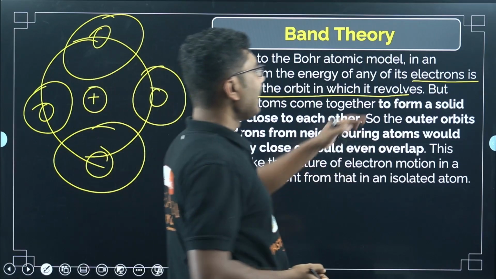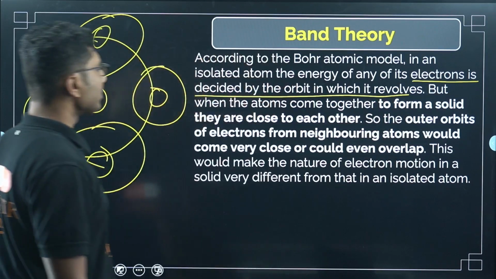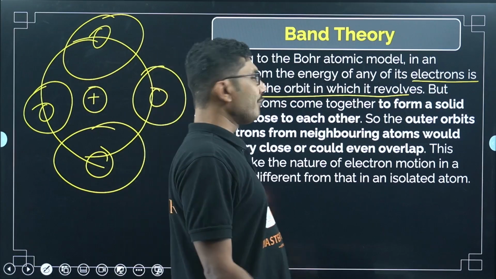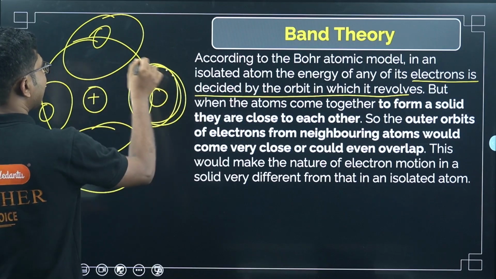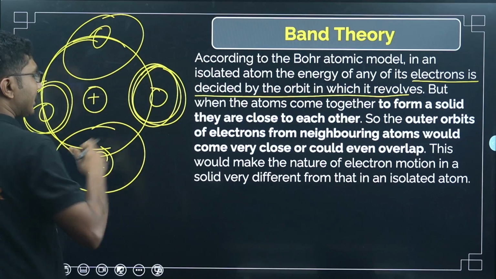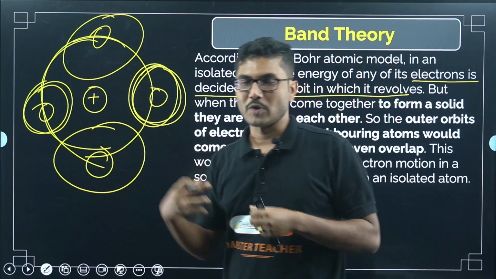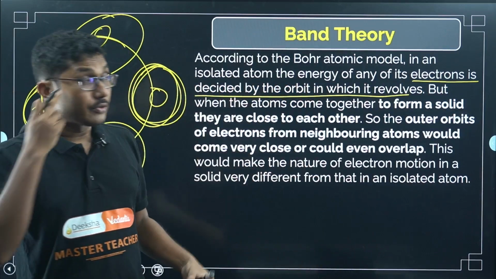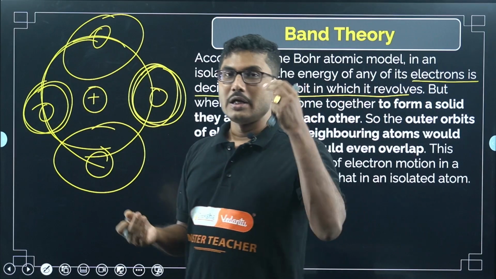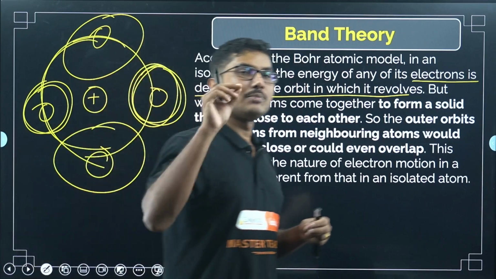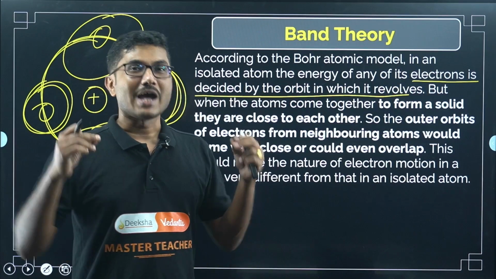Now inside a solid, they are close to each other, so the outer orbits of electrons from neighboring atoms would come very close to each other. So suppose one electron is orbiting here, one electron is orbiting here, another electron is orbiting here. So they are on top of each other, and they are separated by very small distances, so they will overlap. All the outer shell electrons are very important. They are called valence electrons. If you remember in chemistry, we learned that the outermost electrons take part in the chemical reaction, and that's why they are called valence electrons.